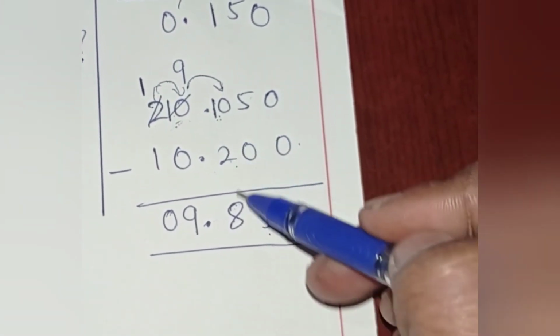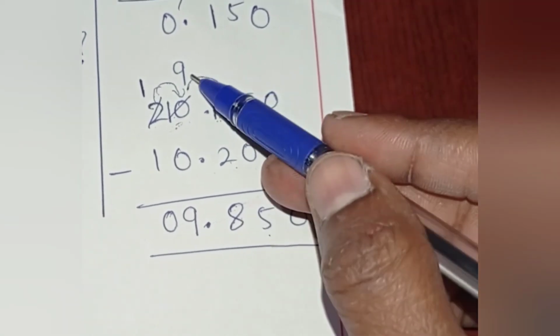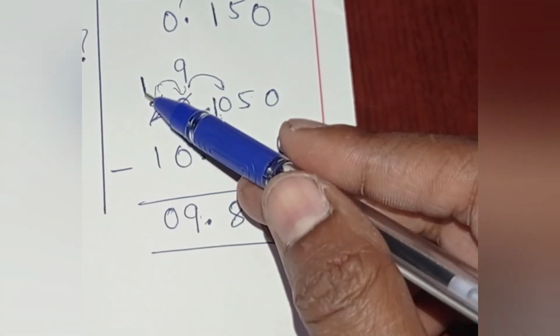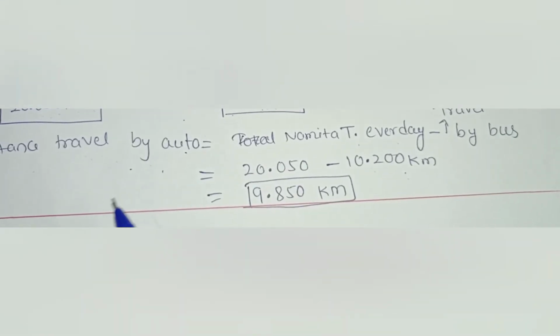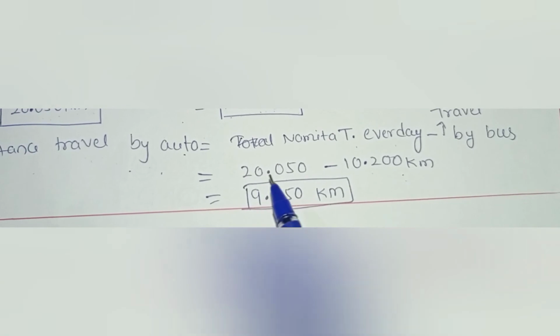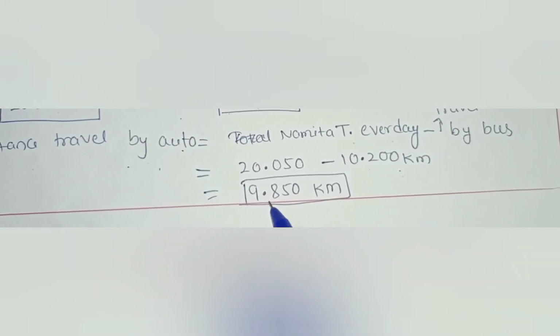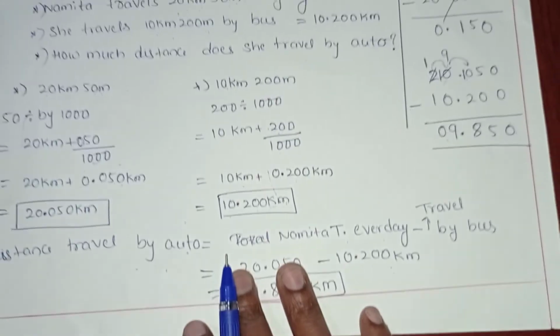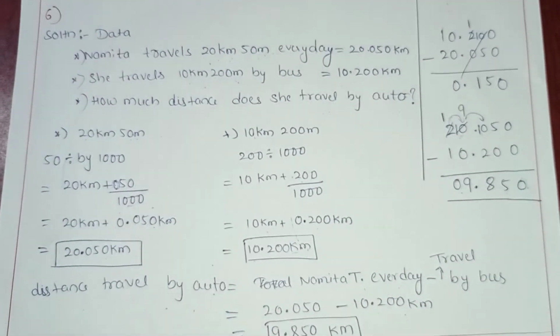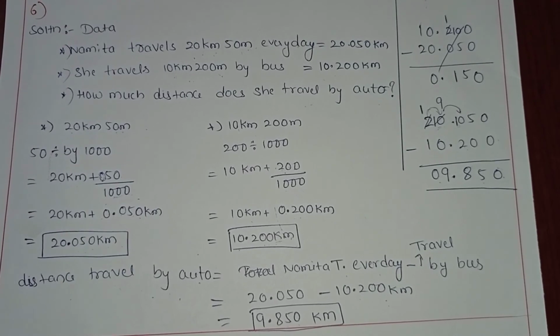So 10 minus 2 equals to 8. 9 minus 0 equals to 9. 1 minus 1 equals to 0. Right. So the distance travelled by auto equals to 9.850 kilometer. Okay children. So this is how we have to solve verbal problems.